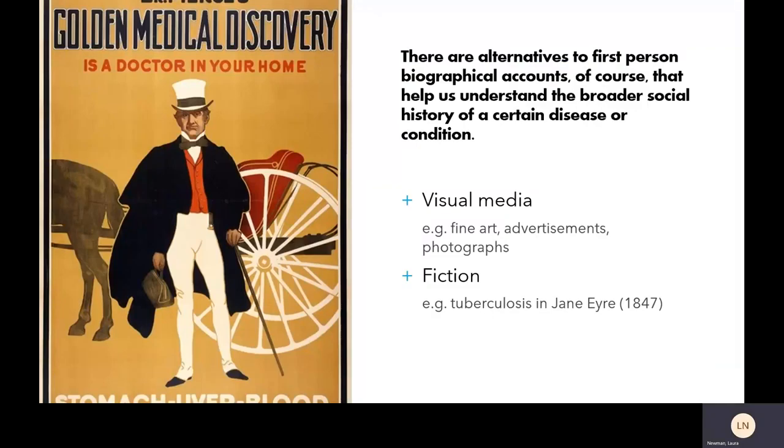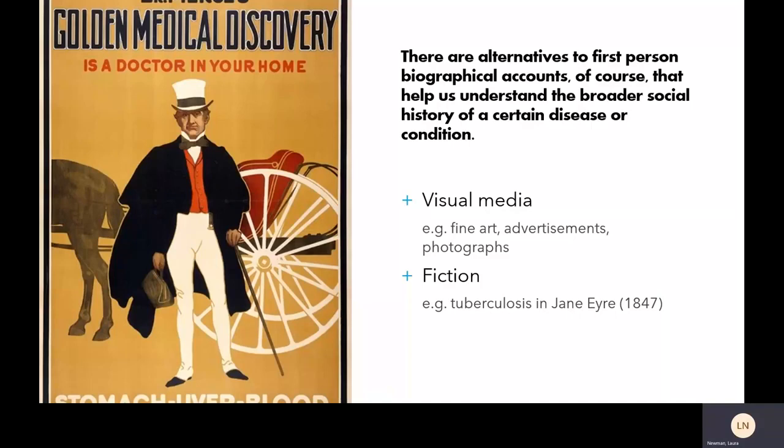But there are alternatives to first-person biographical accounts, of course, that can help us understand the social history of a certain disease or condition. Visual media is often really good. I think advertisements are one of the most interesting sources in the history of medicine. When you are doing research into newspapers, you always keep an eye out on the adverts, and you'll see so many of them are patent medicine adverts. So, medicines that are designed for common ailments.